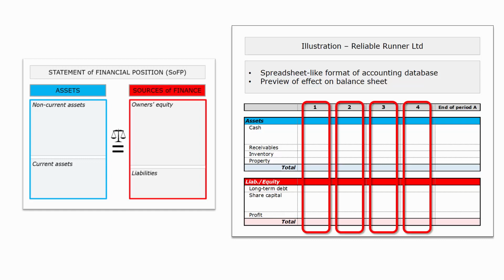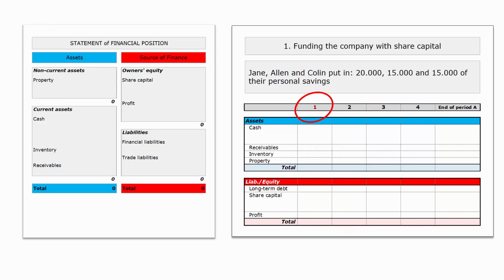Each new transaction will be reflected in a separate spreadsheet column. Each transaction should be accounted for in such a way that its effect on the upper part is equal to its effect on the lower part. This will preserve the balance sheet equation and should be checked for each transaction. Now let's have a look at the first accounting transaction, funding the company with share capital.